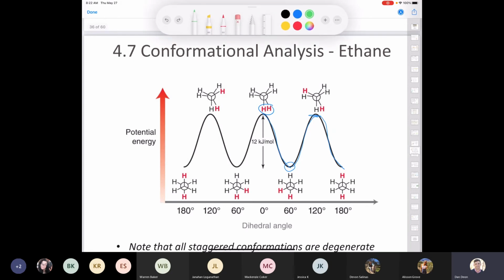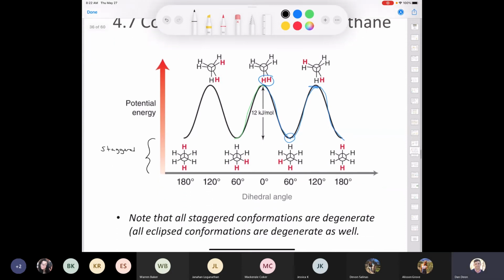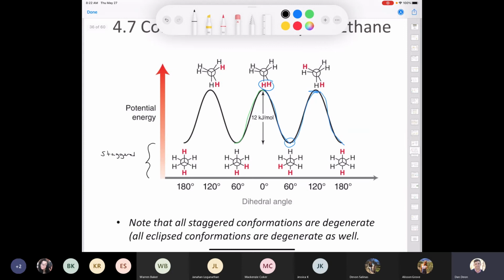There we go. If we go backwards from here, right, if we rotate the molecule 60 degrees, or rotate the bond, I should say, 60 degrees, we have that dihedral angle of 60. We're at an energy minimum, because everything is staggered. So what you notice here, and I'm not going to do the whole thing, but you notice that everything here is staggered, okay? And you notice that the energy of all the staggered conformations is degenerate.